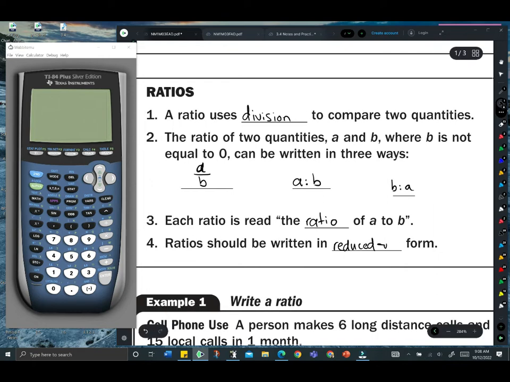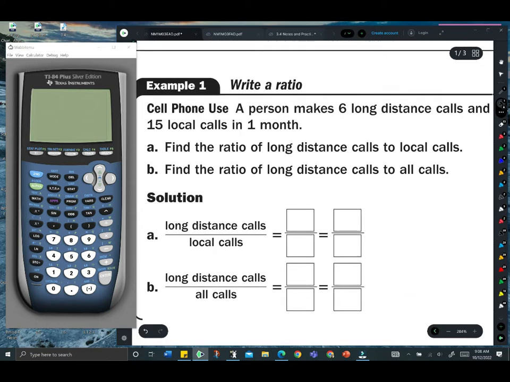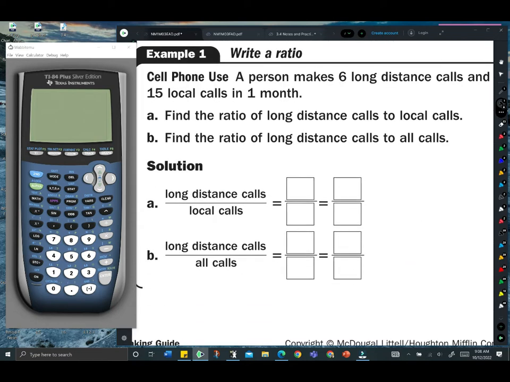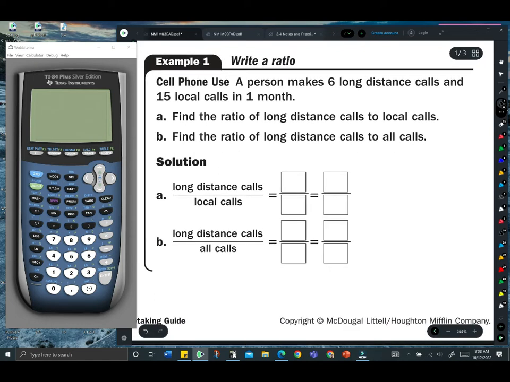Sorry, computer is getting a little funky there. Anyway, so let's learn how to write a ratio. Cell phone use. A person makes 6 long-distance calls and 15 local calls in 1 month. So first, we're finding the ratio of long-distance calls to local calls. So basically, what we are doing here is long-distance calls is 6 over local calls is 15. We can think of that as 6 to 15, or also, remember, we want to reduce.